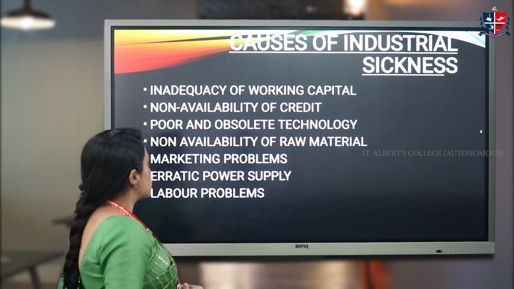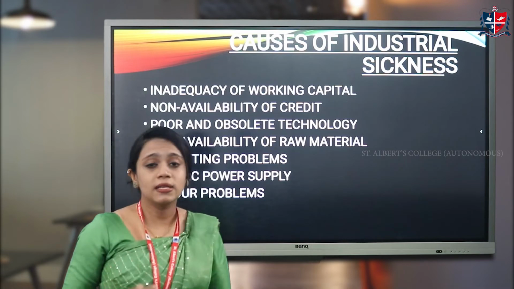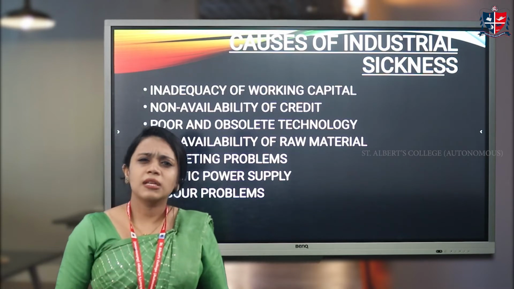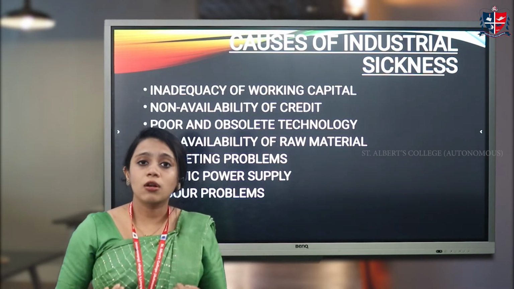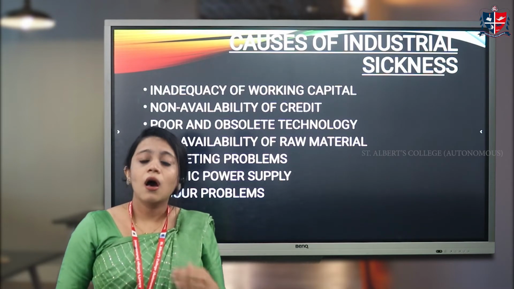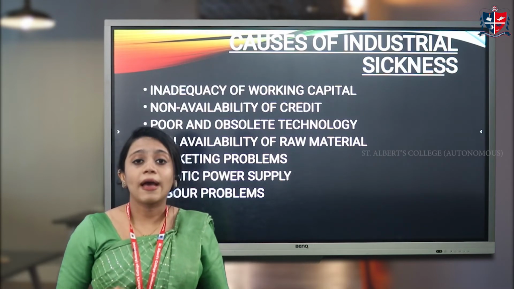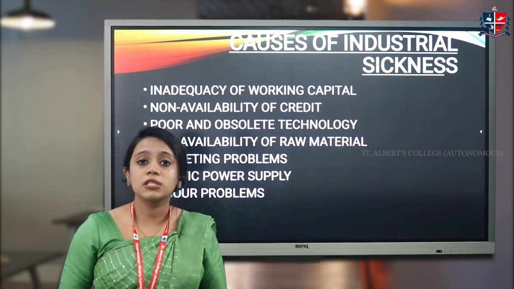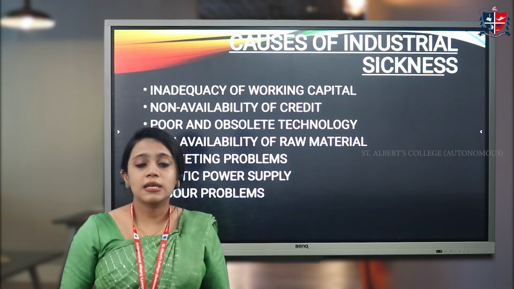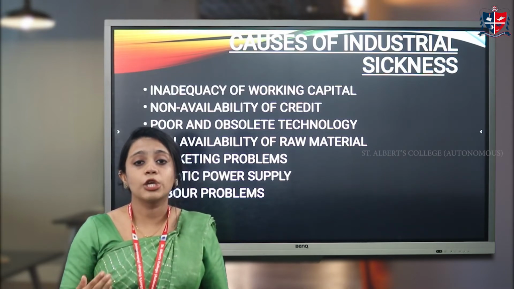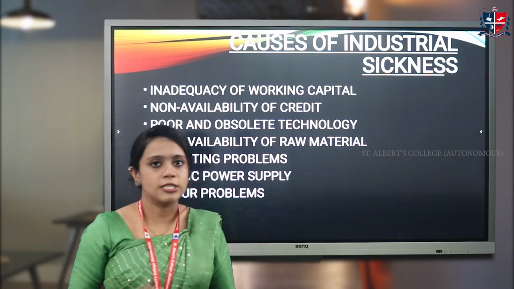The third point is poor and obsolete technology. Some industrial units use technology which is outdated. Outdated technology may affect the quantity and quality of production. This results in production loss and reduces demand for the goods.